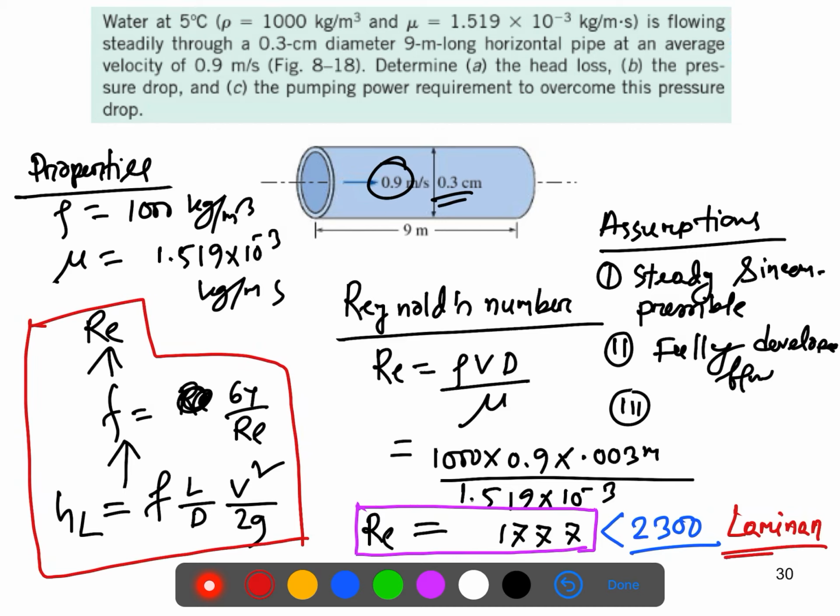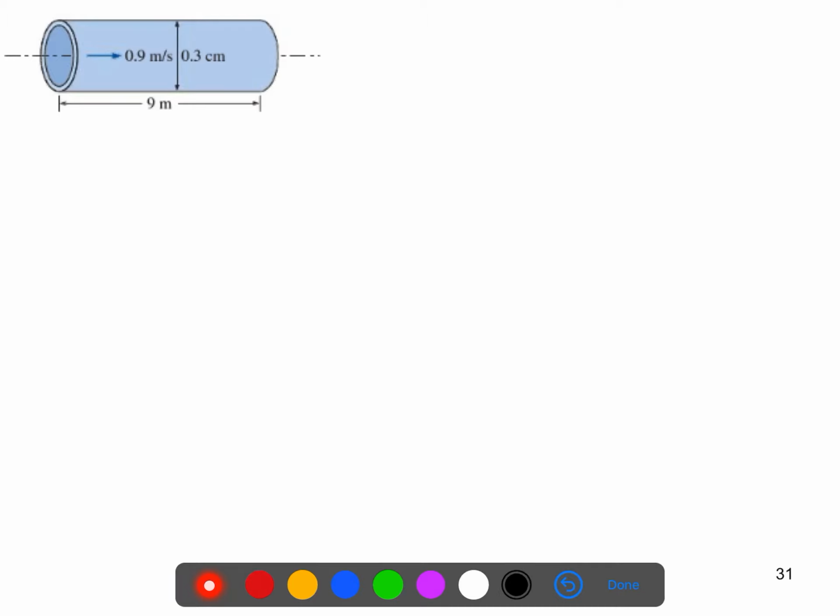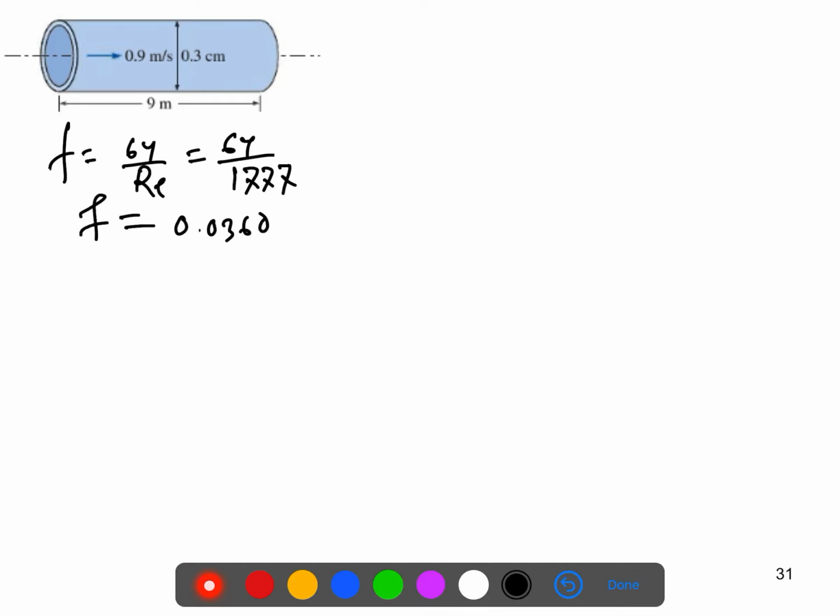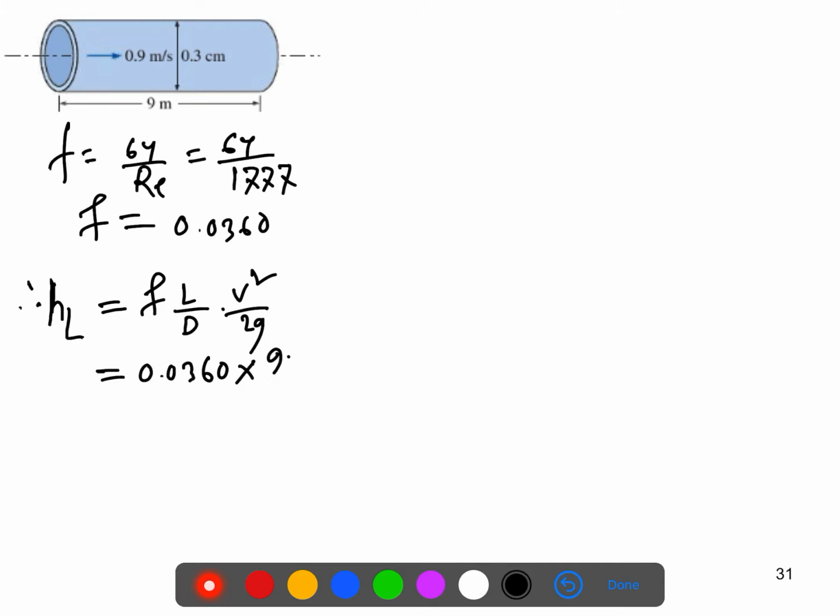When it is laminar flow, we can easily use this friction factor formula. If we substitute that value here, f is equal to 64 over Re, or 64 over 1777. So this is 0.0360. This is f. Now let's calculate the H_L, the head loss. H_L is equal to f L over D times V square over 2g. f is 0.0360. The length of the pipe is 9 meter.